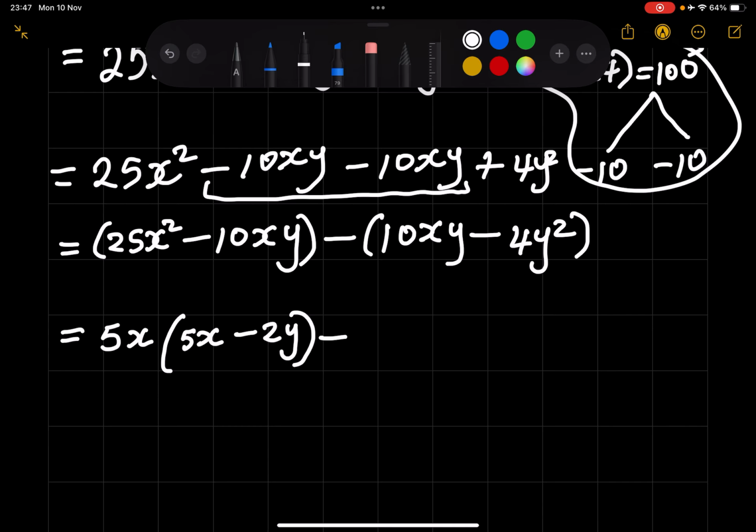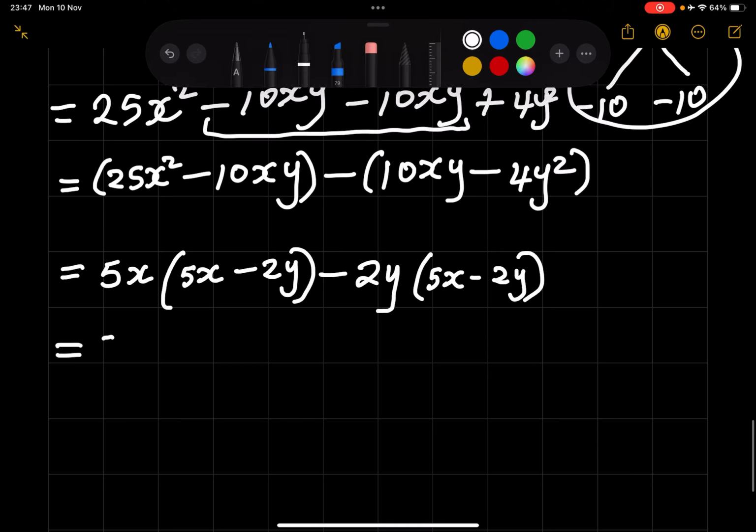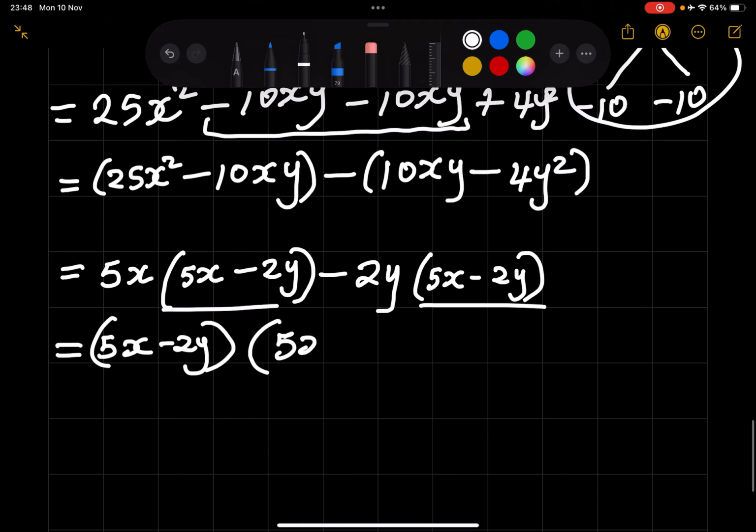Then there, the highest common factor is 2 because between 10 and 4, the common factor is 2. x doesn't have a mate on the second term. Then between y and y squared, the common factor is y. So we're going to be left with 5x minus 2y. And that will give us 5x minus 2y, which is a common bracket, this one and that one. Then on the first term, we're left with 5x. On the second term, we're left with minus 2y. And this is yet another perfect square trinomial, so we can write it as that.